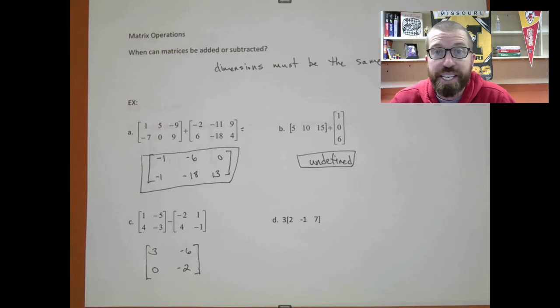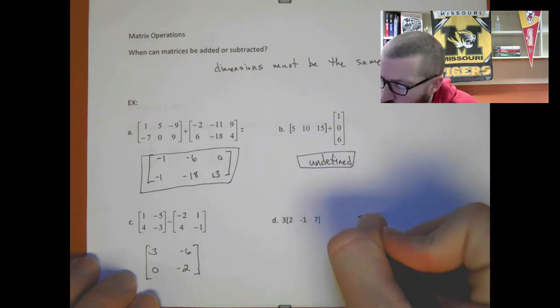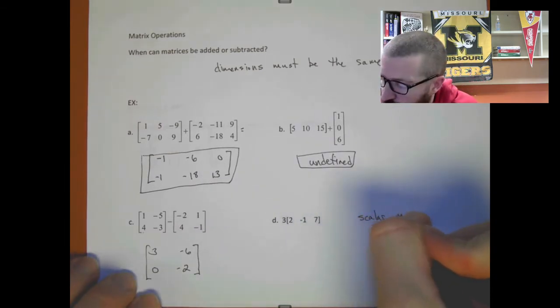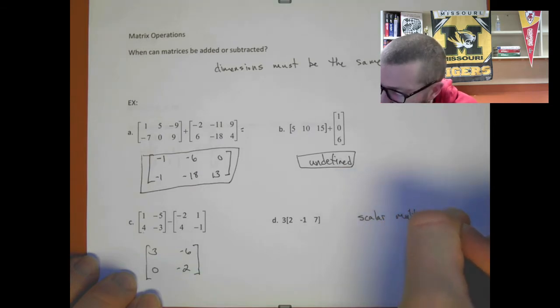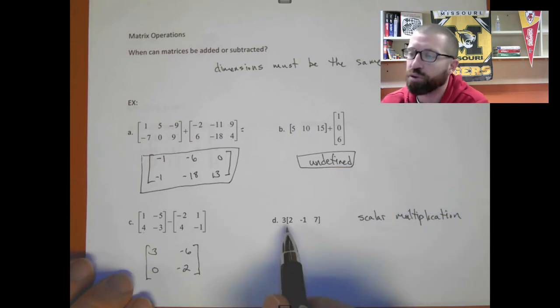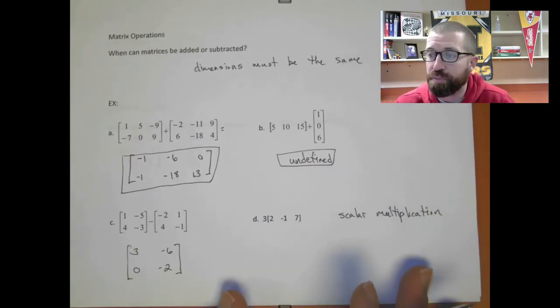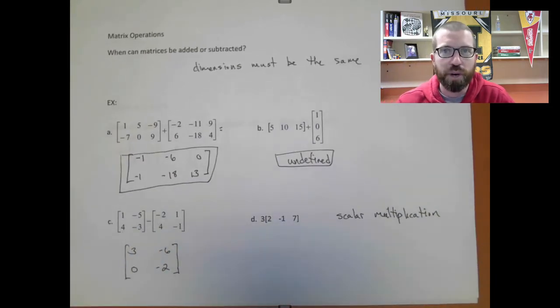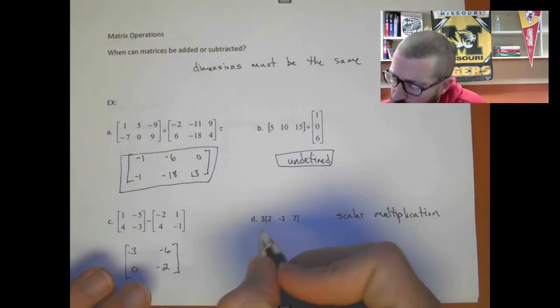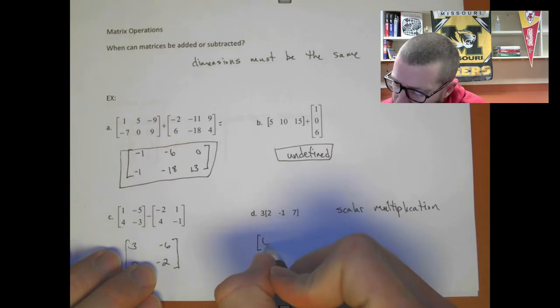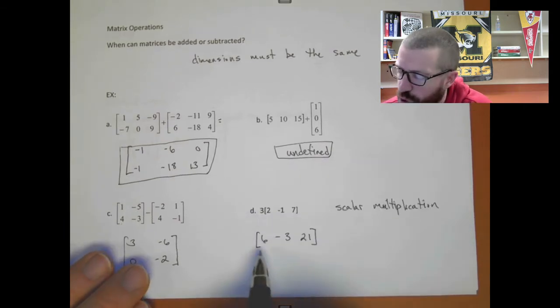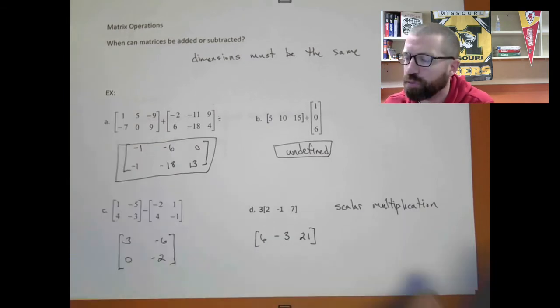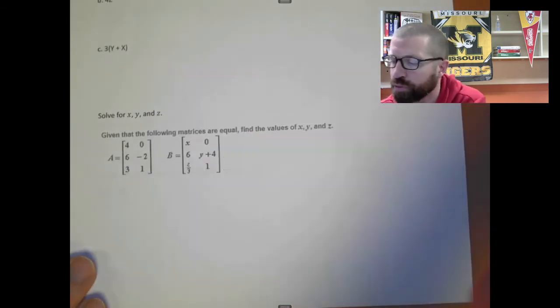On D, this is called scalar multiplication. This is also intuitive. If there's a number in front of a matrix, your best guess would probably be, I'm just going to multiply everything by that number. And that's true. You can think of it as distributing that number. And so this matrix would become 6, -3, and 21 with 1 row and 3 columns.